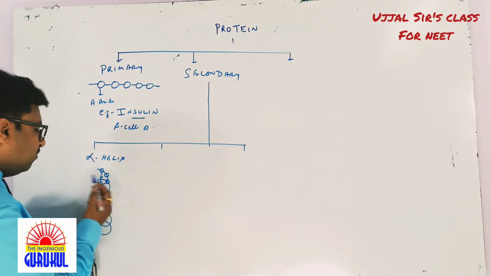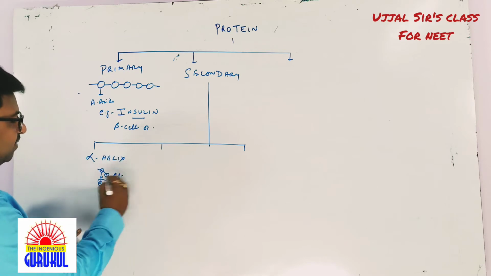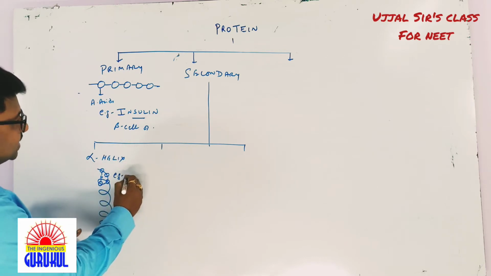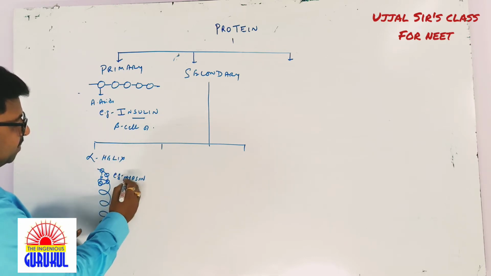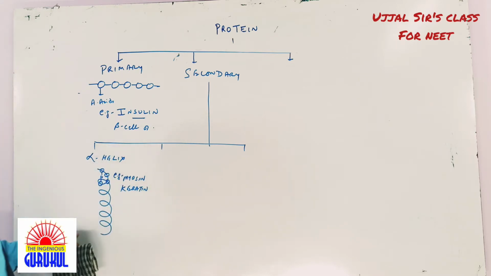And by this particular bond formation, they can remain in a helical fashion. And the examples of the alpha helix are myosin and keratin. So these are the examples of alpha helix.